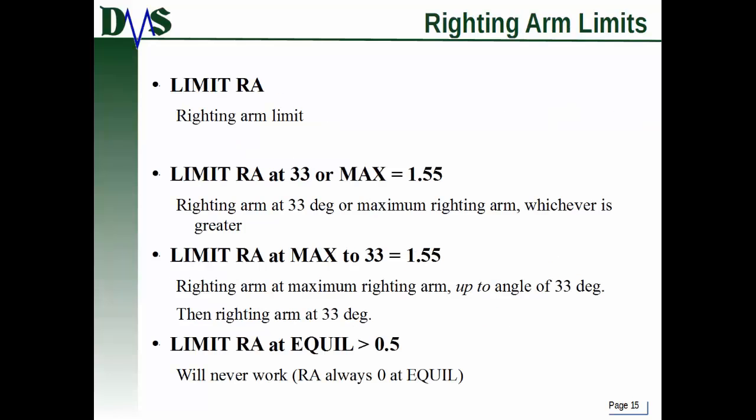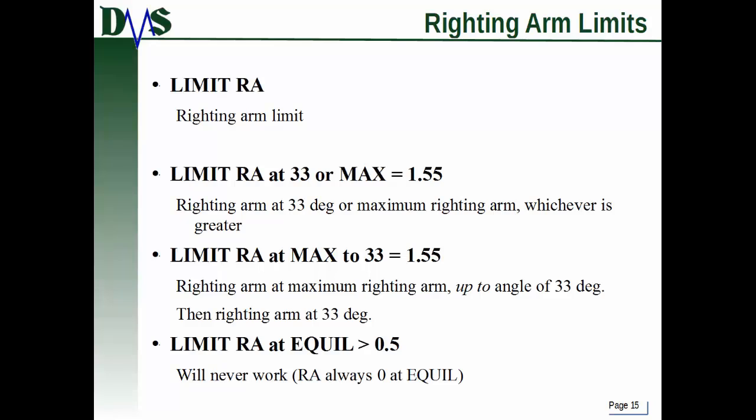Now, let's talk about righting arms. So that's the actual y-axis on your GZ curve. First off, you can just type in limit RA. It's your basic limit righting arm curve. And a couple examples here. If you type limit RA at 33 or max, and they actually type the "at" here to make it a little bit different, that's saying the arm at 33 degrees or maximum righting arm, whichever one is less. We're saying "at" because it's only looking at one point. It's not looking at a range.